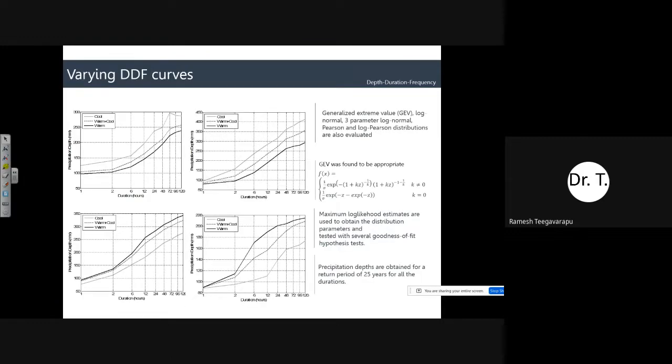Okay, so yesterday I talked about this. The depth duration frequency curves, or the intensity duration frequency curves, are changing based on the data sets we are using. If you were to use only just the warm phase, you are getting a higher precipitation compared to if you use the entire data set. So again, that questions whether we have to use only a specific part of the data set for our design purposes.